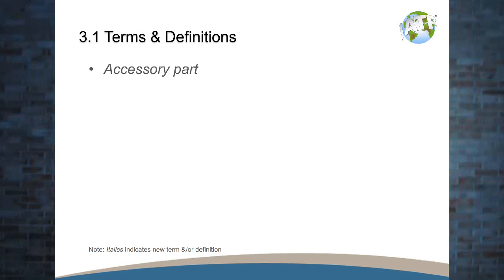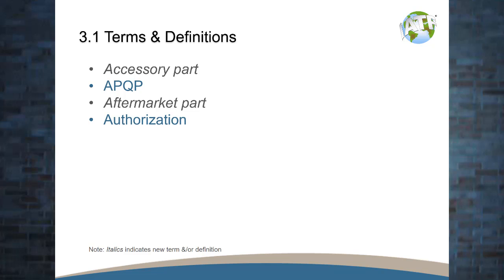Some of the terms and definitions you see here will be in italics font, and that indicates, as you can see in the note below, italics indicates a new term and/or definition. So accessory part is a new term that has been defined there. APQP, or Advanced Product Quality Planning, we saw that in the TS standard. Aftermarket part is also a new term.